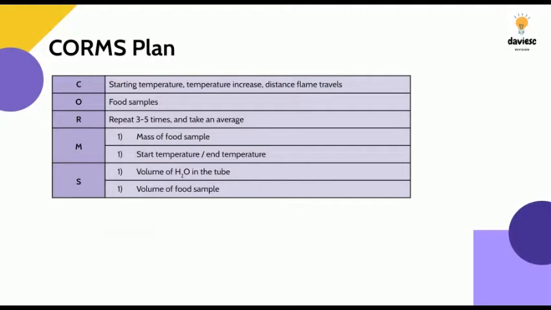R is simply saying repeat 3 to 5 times and taking an average. We are measuring 1, the mass of the food sample, 2, the start and end temperature. You may also want to give the items you'll use to do these things, so an electronic balance and a thermometer. And S is what we're keeping the same, i.e. our controlled variables. That's the volume of water in the tube and the volume of the food sample. Make sure you never say amount, it's always volume.